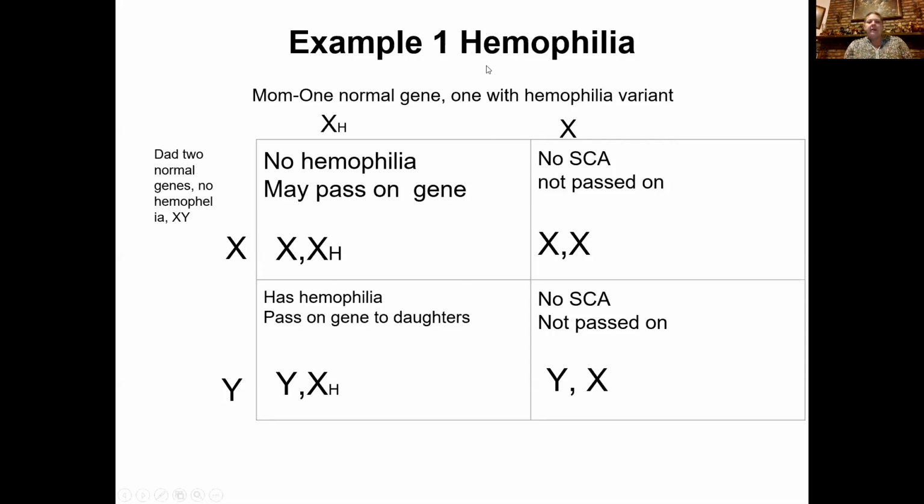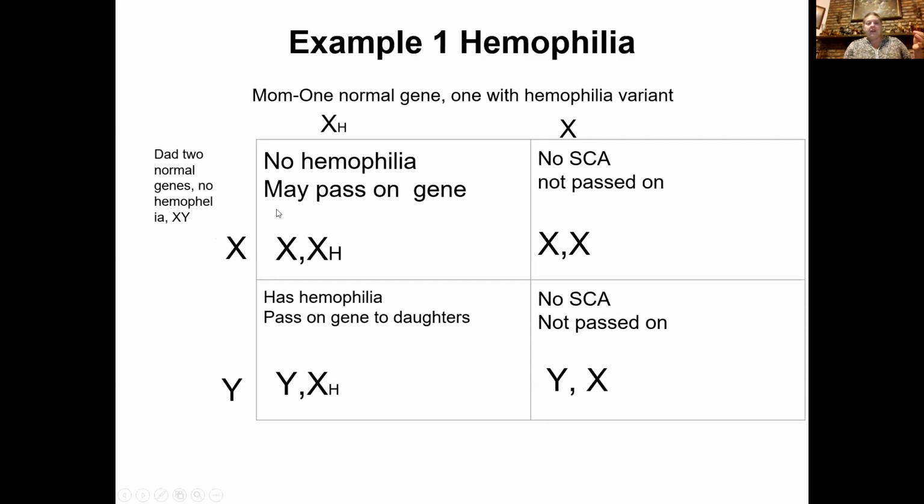Example 1 for hemophilia. Mom has one normal gene right here, that's this guy, and one with a hemophilia variant. So there's a gene along this X chromosome somewhere for hemophilia. This X chromosome, the genes along that X chromosome are just fine. Nothing funky, okay? And then here's dad. Dad does not have hemophilia. He has a normal X and a normal Y.